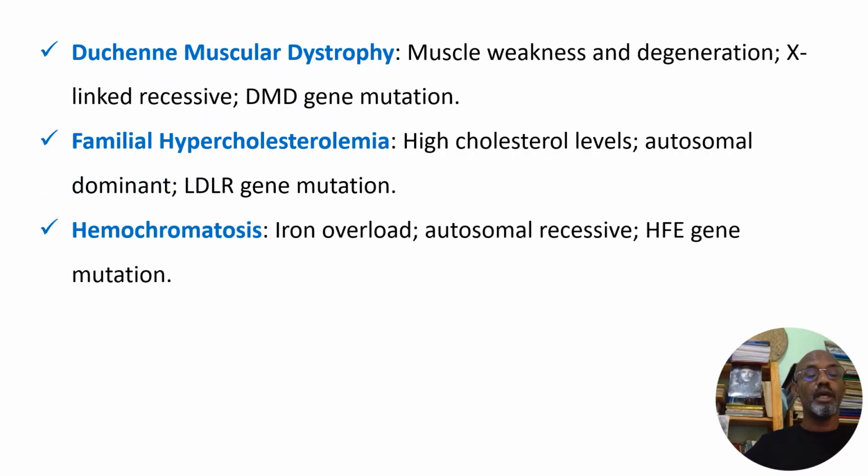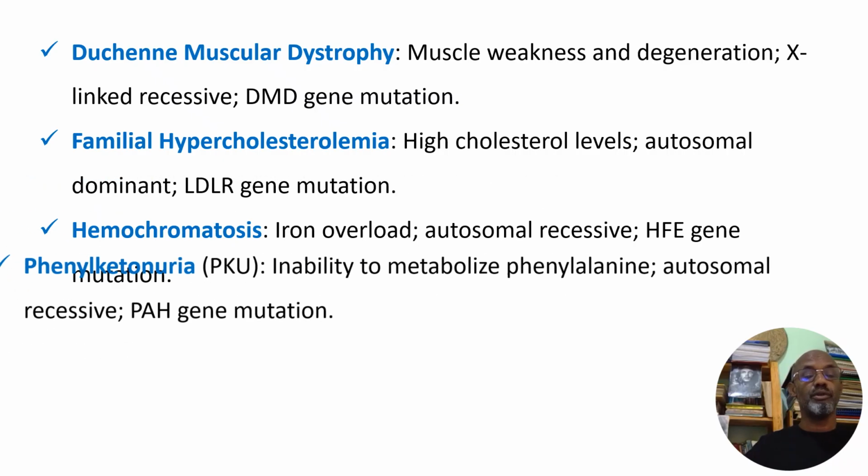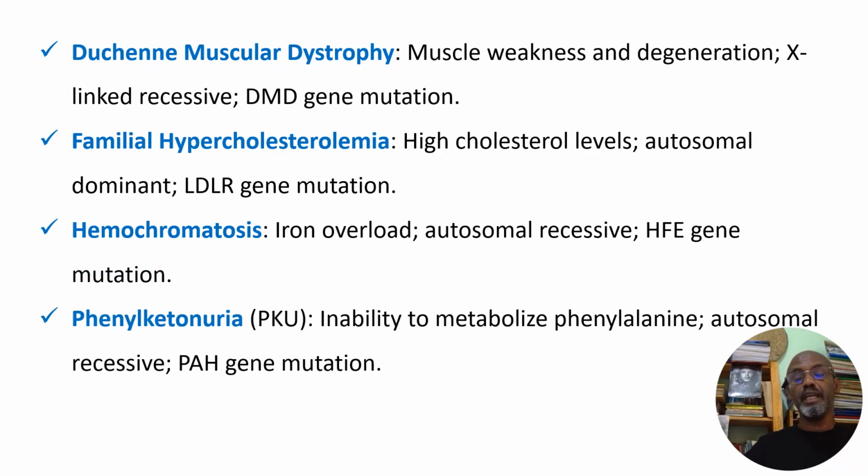The other is hemochromatosis, iron overload, the inability to store iron in the body, autosomal recessive because of gene mutation, nucleotide, of course. Phenylketonuria, inability to metabolize phenylalanine, one type of essential amino acid. You can't metabolize phenylalanine. This is autosomal recessive.